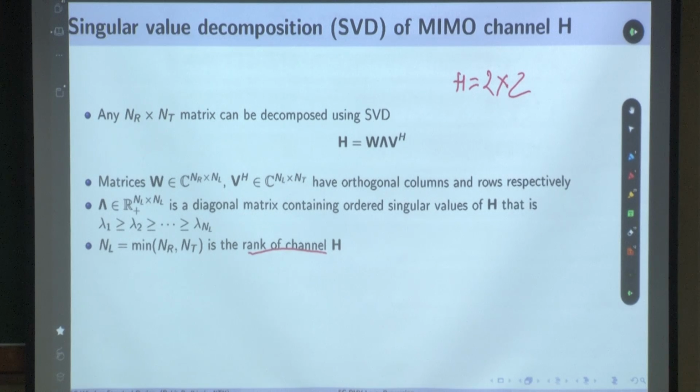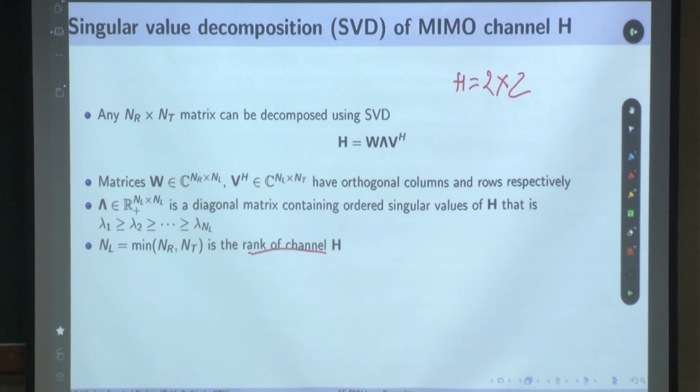So, what will be the size of lambda? It has to be 2 cross 2, right? It can be 2 cross 1 also, but we will not look at that case for the time being. Now, what are we saying here? NR is 2, NT is 2, and NL will become 2, right? That is how we are defining it in this slide.